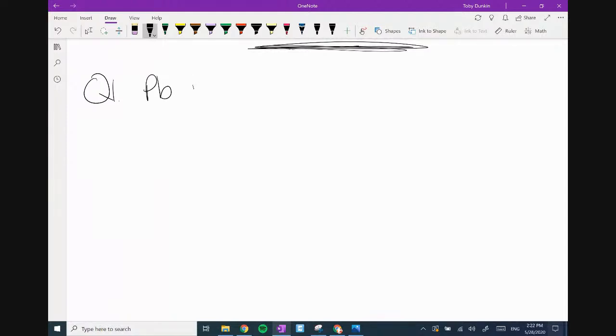Lead, metal plus sulfuric acid. What am I going to form, folks? Complete it. What am I going to get if I do lead plus sulfuric acid, please, folks? What am I going to get?